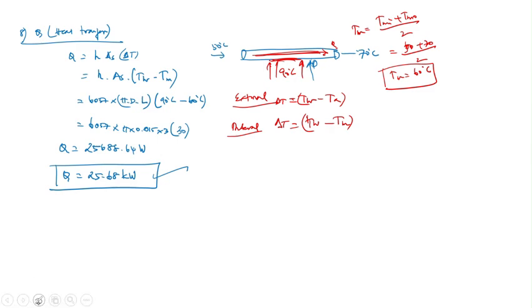Already we found the heat transfer coefficient in the previous page, h is equal to 6057 watt per meter square Kelvin.